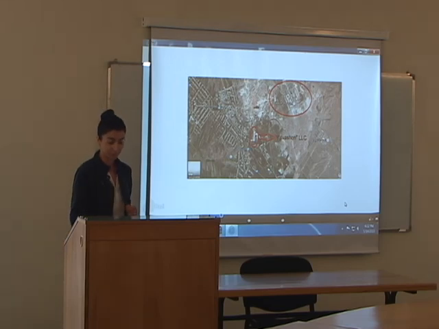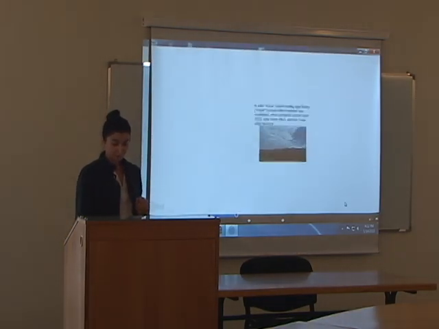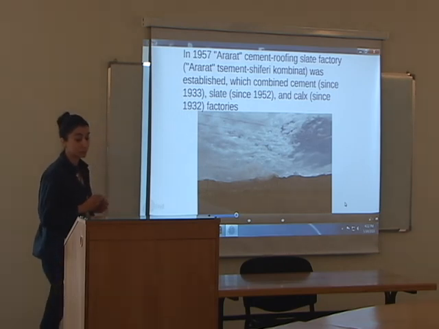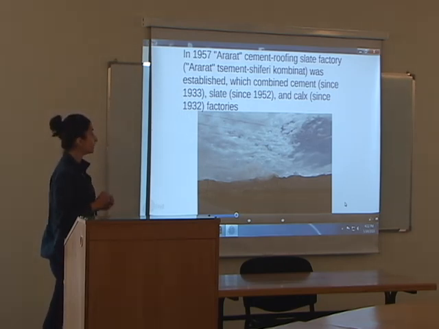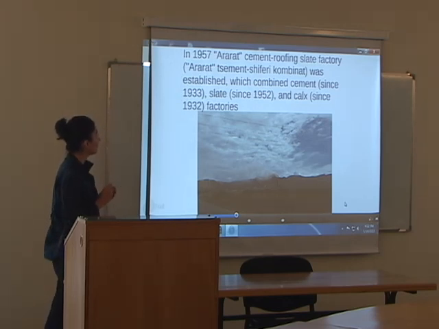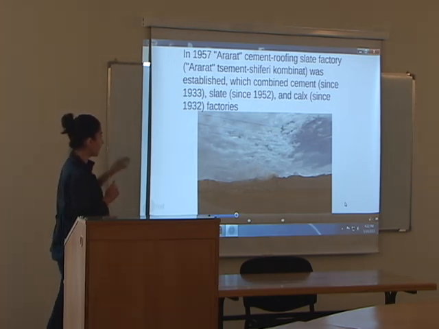asbestos cement roof sheets. In 1957, the Ararat Cement Roofing Slate Factory was established. It was a kind of factory within which slate, calx, and cement factories were working. They united in one factory in 1957.